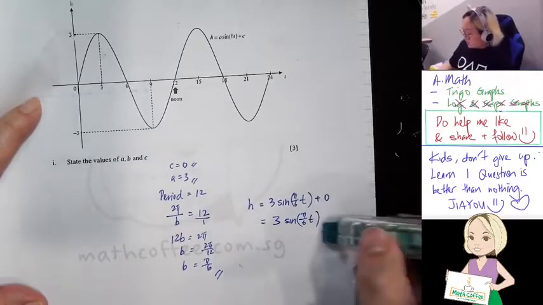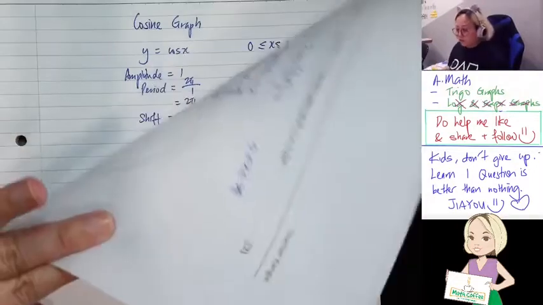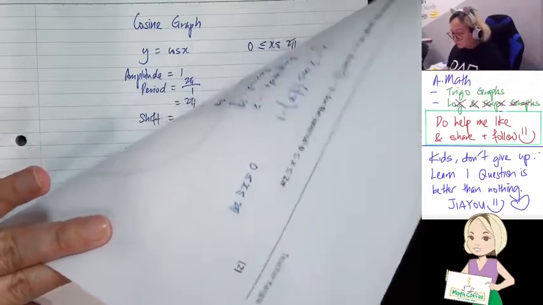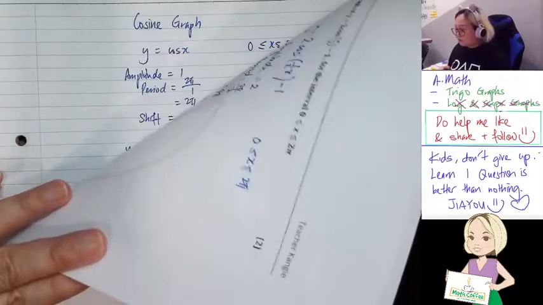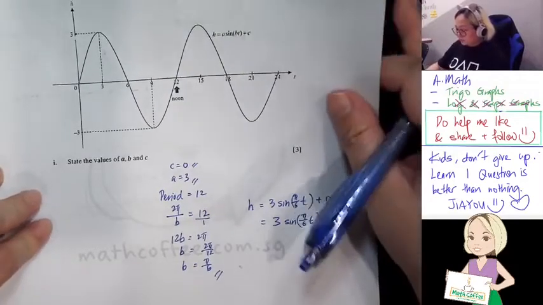Okay, I don't need to write this one, this is not the answer. They ask for A, B, C. They ask to state the value for A, B, C. This is AMath Trigo. It's not in a normal textbook question. Okay, let's move on.